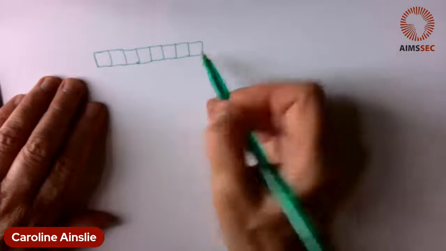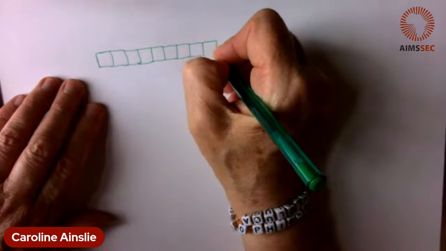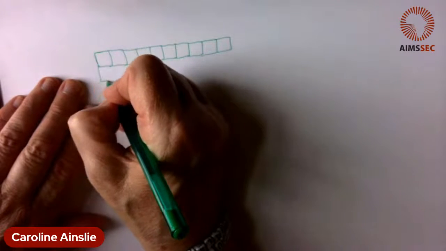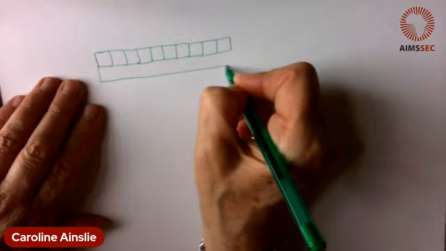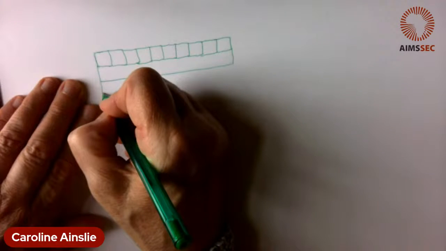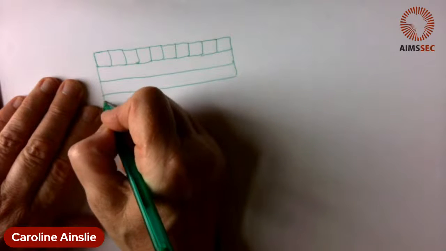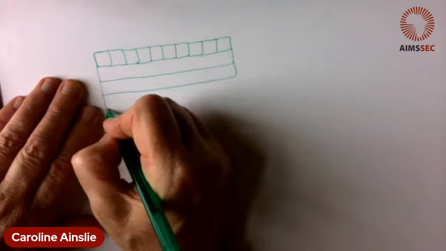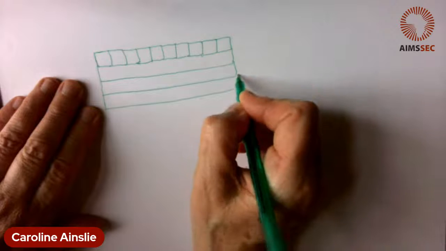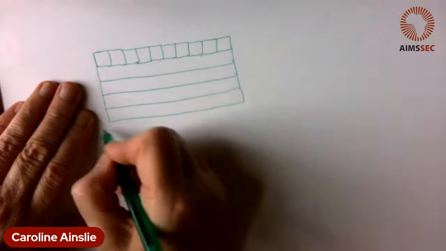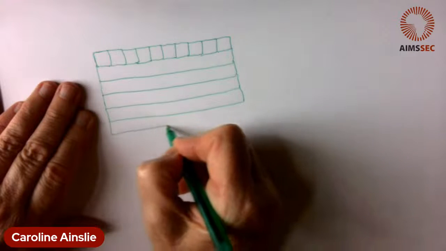2, 4, 6, 8, 9, 10. And then I'm going to make all the others match the same thickness, more or less. So that's 9, 8, 7, 6. Now, I don't have a ruler, so how on earth am I going to work out all the other fractions?